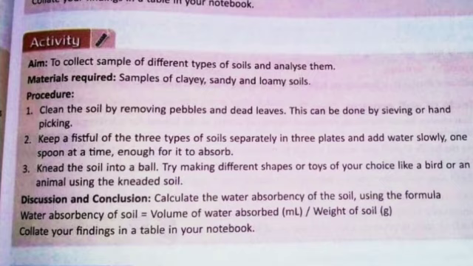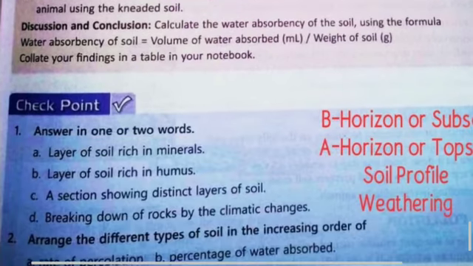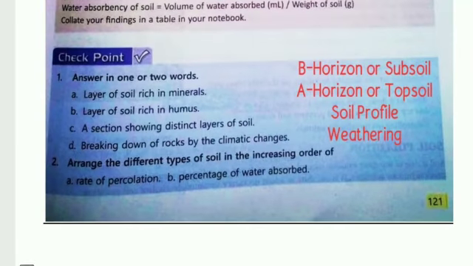Discussion and conclusion. Calculate the water absorbency of the soil using the formula. What is the formula? Volume of water absorbed divided by weight of the soil. That's why we have given a measuring flask or measuring cylinder. Volume absorbed we have to calculate, and weight of the soil, and make percentage, in percentage or without percentage. Just calculate all these things and make a table. That was the second activity.